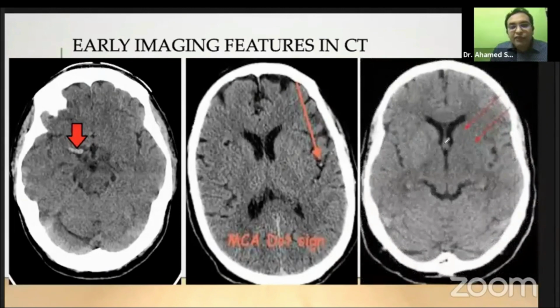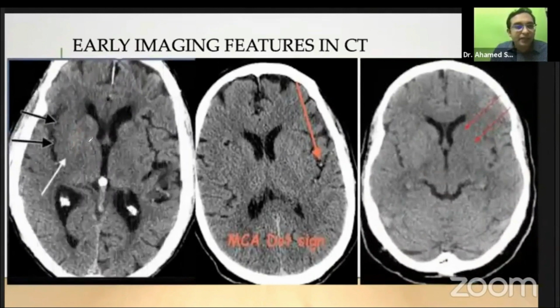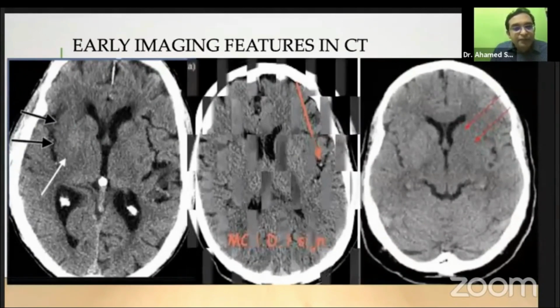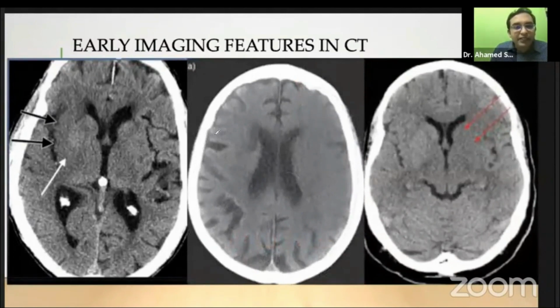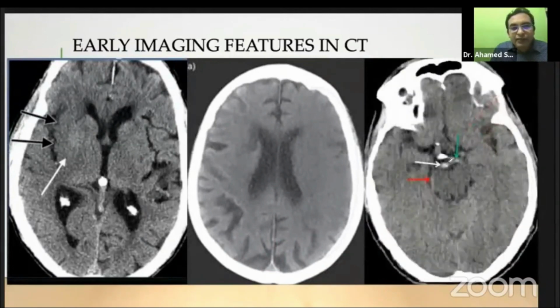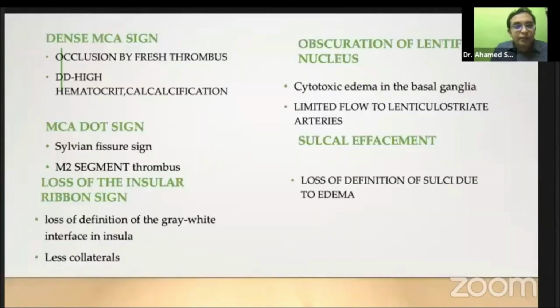And this is the obscuration of the lentiform nucleus. This is because of the infarction. There is also absence of the insular ribbon sign, because collateral flow is not reaching here. This area is getting affected early. That is the insular ribbon sign getting affected. And this is actually effacement of sulci. You can see the sulci boundaries on the normal side, and on the affected side, because of the edema, they have become effaced. And another one is the dense basilar artery sign occurring in posterior circulation.